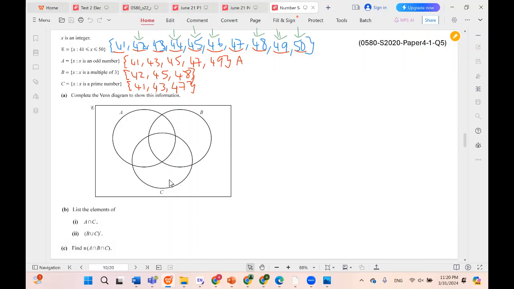We want to complete the Venn diagram. So like we said, we take each number and we look for the common numbers across different sets. Remember, this is set B, this is set C. So for example, here we have 41 and here we have 41 as well. So 41 lies between A and C.